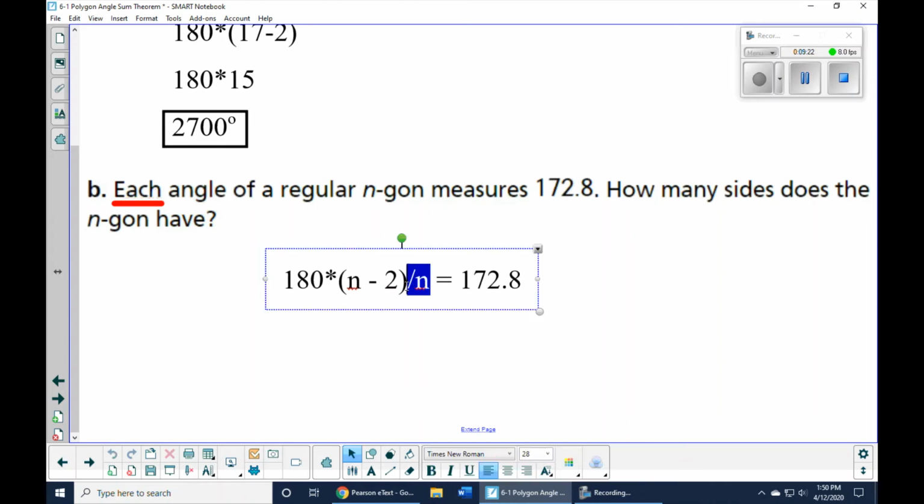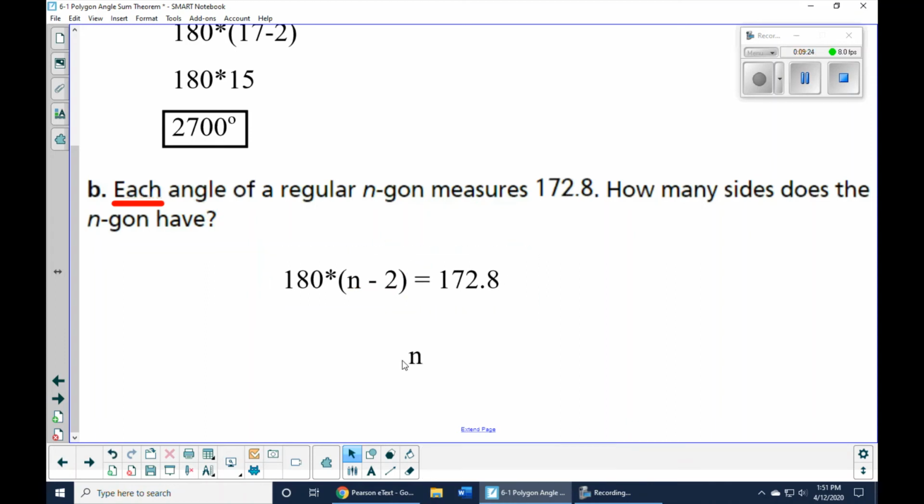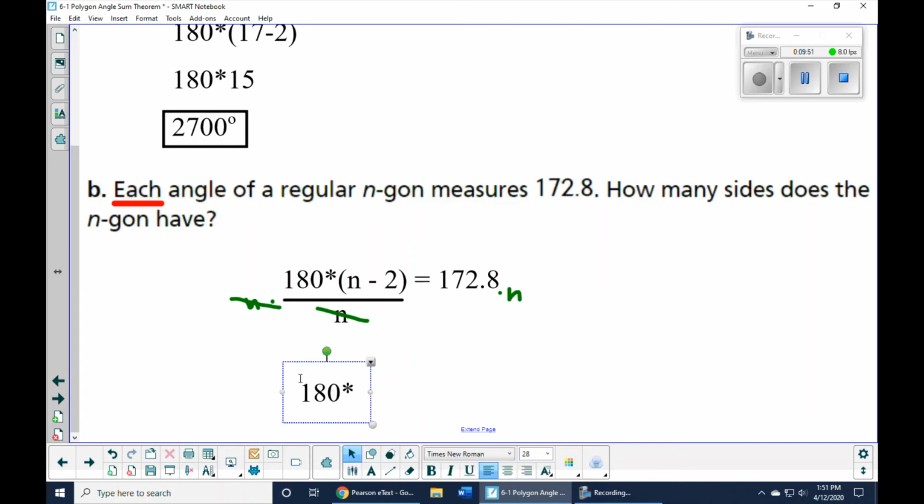I'm going to fix this because I bet that doesn't look great. Let's do it like this so it looks a little bit nicer. Here's our formula. What we need to do is multiply both sides first by n. So times n, times n. This is hard to do when I'm not on the board. That's going to make these things cancel out. So we're going to have 180 times n minus 2 equals 172.8n.